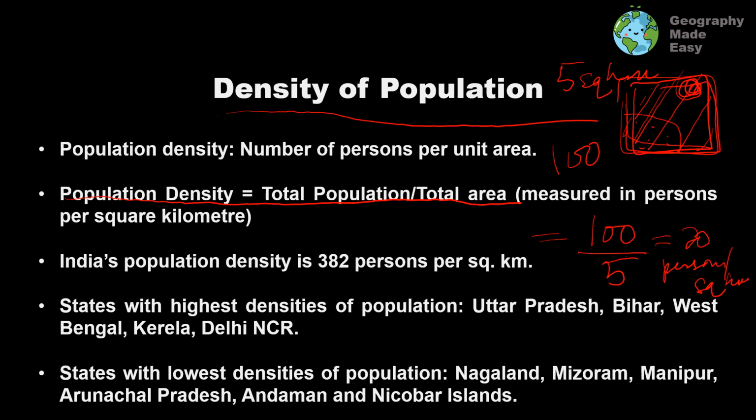India's average population density is 382 persons per square kilometer. But this is the average density for the entire country. We know that density can be much more for certain states and much less for other states. The states with the highest density of population are Uttar Pradesh, Bihar, West Bengal, Kerala and the NCR region of Delhi.